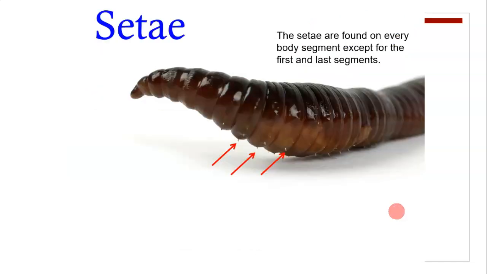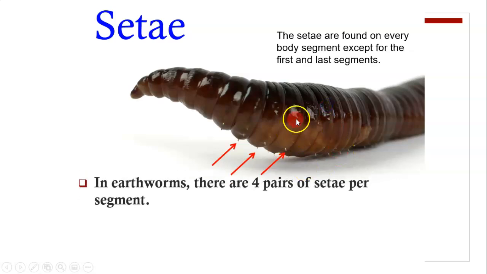Now the setae, we talked about those yesterday, okay, those little bristles, those little hair-like appendages that help them to move. And the setae on earthworms are found on every body segment except for the first, so the prostomium, and the last, the anus. So in earthworms there are 4 pair of setae per segment. It's hard to see, you do need kind of a magnifying lens to usually see it. When I'm showing these in class, sometimes we can see these, sometimes we can't. We'll be making some live earthworm observations next week, and we'll see what we can see.